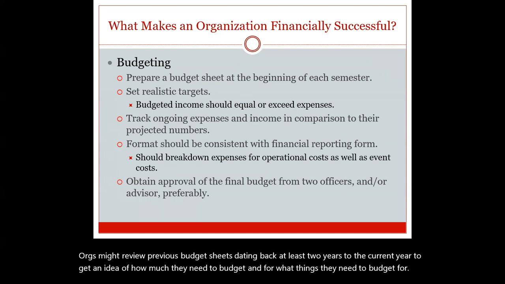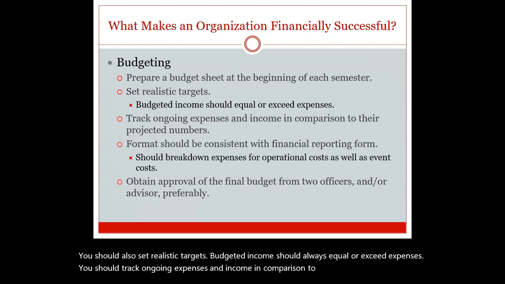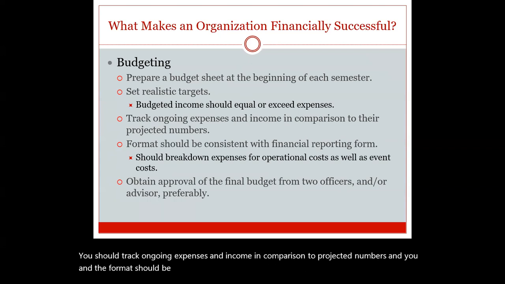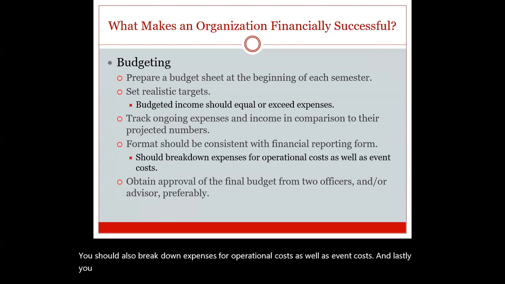You should also set realistic targets. Budgeted income should always equal or exceed expenses. You should track ongoing expenses and income in comparison to projected numbers. And the format should be consistent with the financial reporting form. You should also break down expenses for operational costs as well as event costs. And lastly, you should obtain approval of the final budget from at least 2 officers or the advisor.